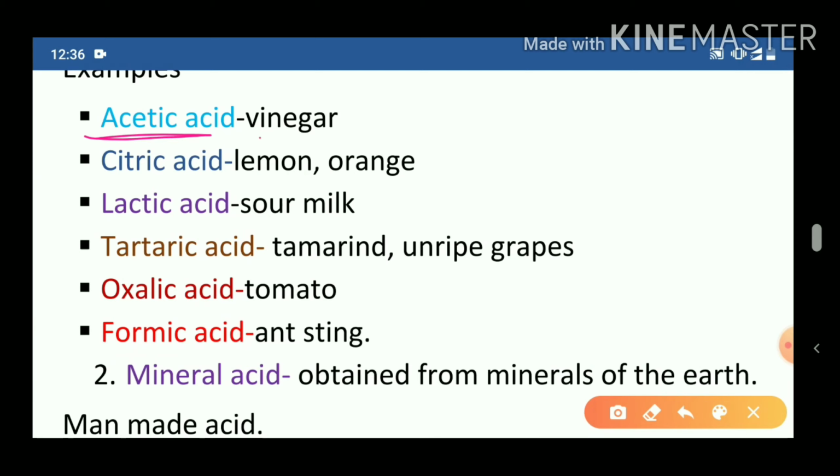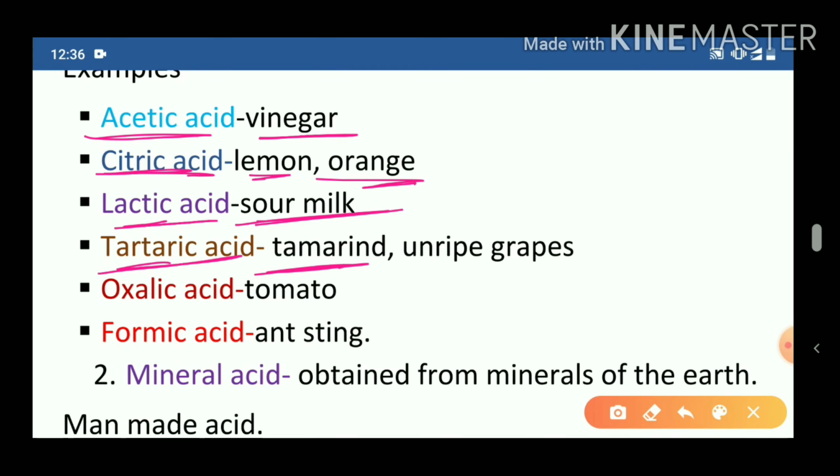Acetic acid is found in vinegar. Vinegar is used to preserve food and it is used in making different types of foods. Now citric acid is found in lemon and oranges. All the citrus fruits, citric acid is found. Lactic acid is found in sour milk. Tartaric acid is found in tamarind and unripe grapes. Oxalic acid is found in tomato. Formic acid is found in ant sting.